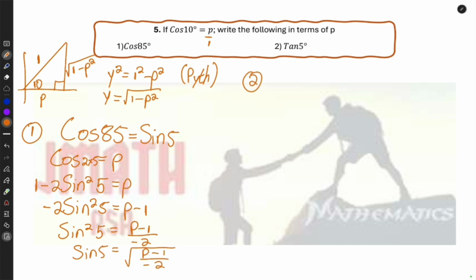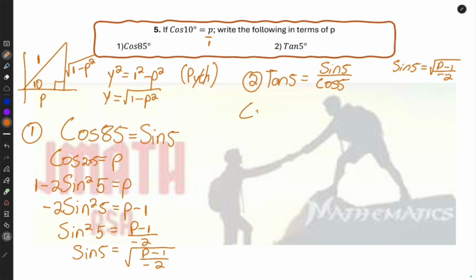Okay, so in question 2, if I work with tan 5, I don't have a double angle for tan, so I'm going to have to rewrite this. Tan 5 is equal to sine 5 over cos 5. Now we already saw that sine 5 was equal to the square root of p minus 1 over negative 2. So now we just need to work out what cos 5 would be.